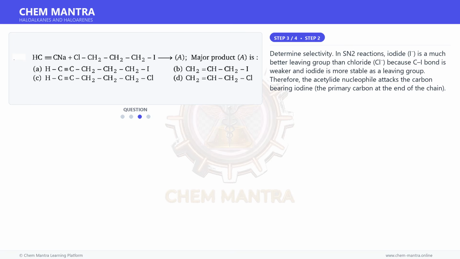Determine selectivity. In SN2 reactions, iodide, I-, is a much better leaving group than chloride, Cl-, because the C-I bond is weaker and iodide is more stable as a leaving group. Therefore, the acetylide nucleophile attacks the carbon bearing iodine, the primary carbon at the end of the chain.